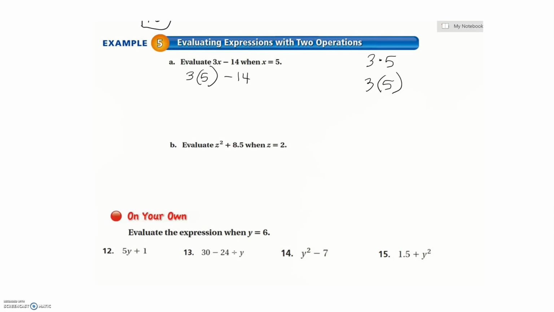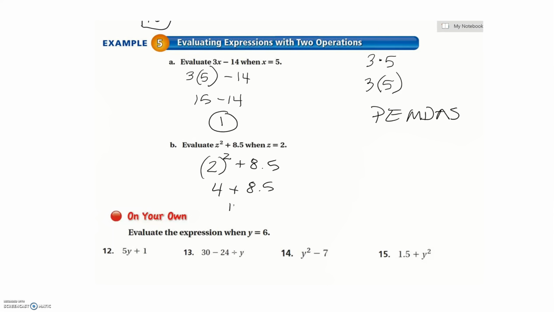So order of operations. You want to remember, please excuse my dear Aunt Sally. So order of operations, I am going to multiply first and then subtract. Again, part B here, we're substituting in our number. So I'm going to have 2 as my z, and it's squared plus 8.5. If I have 2 squared, that's going to give me 4, and then I'm going to add 8.5 to it. That's going to give me 12.5.